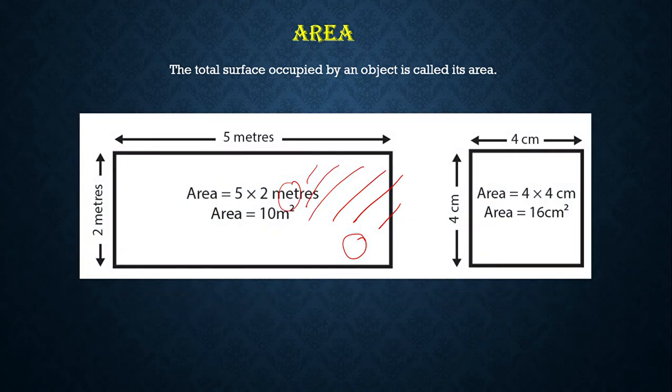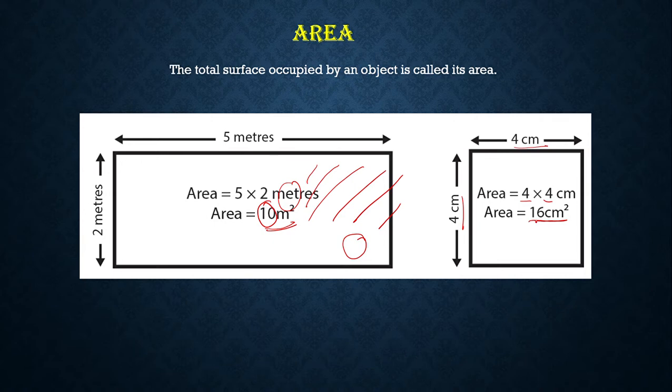So there are a few examples over here. So 5 meters and 2 meters. The area is 5 into 2, that is 10 meters square. Now what do you understand by this 10 meters square? Or over here, this is centimeter, 4 centimeter and 4 centimeter. So the area is 4 into 4, that is 16 centimeters square.